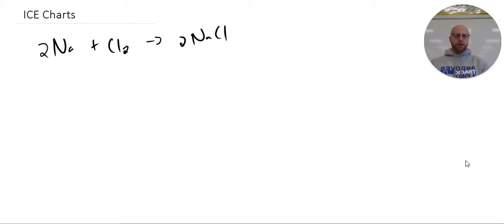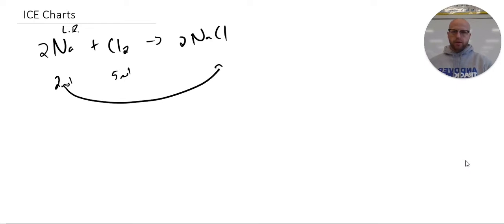And if this reaction goes all the way to completion, what we know is, say we had 2 moles of this and 5 moles of this. Well, we know that sodium would be my limiting reagent, and that this 2 moles would convert all the way over to 2 moles of this. And we know there's no reverse reaction going on. Since it goes to completion, we can just use stoichiometry and mole ratio and say, here's my limiting reagent, 2 moles of this. I know it's going to convert over to 2 moles of sodium chloride.